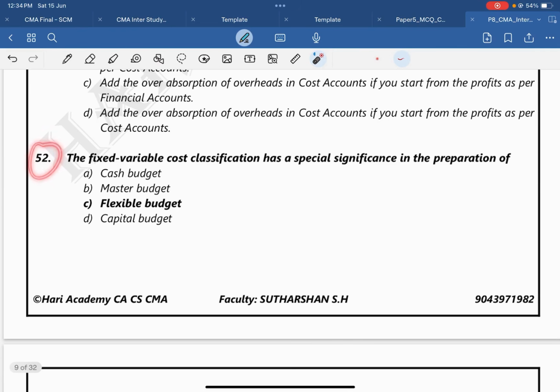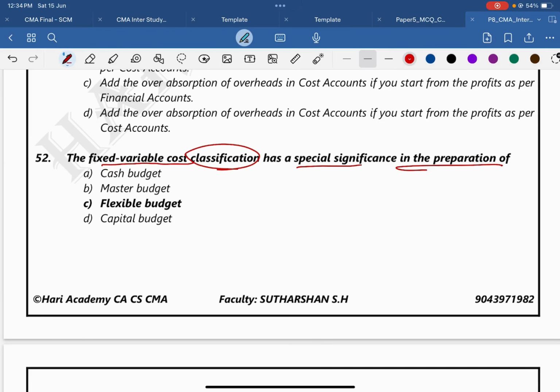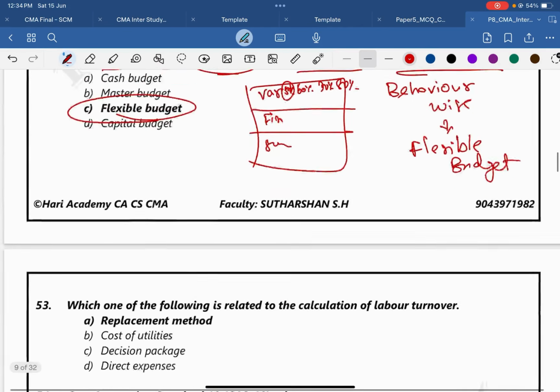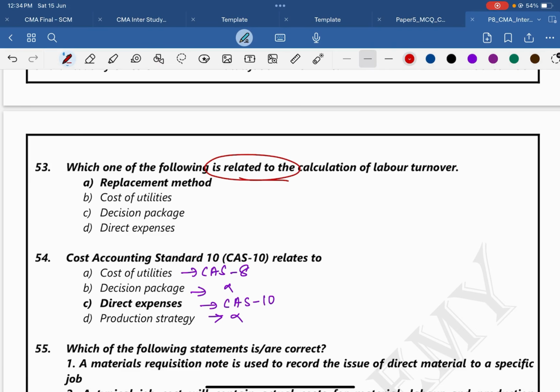Then 52. The fixed variable cost classification has special significance in the preparation of, that is, behavior cost. Behavior-wise cost will be helpful in preparing our flexible budget. So the answer is flexible budget. In flexible budget only, we will write variable, we will write fixed, we will write semi-variable. Separate classifications will be provided. So it will be easier for us to find out the 60% output, 70% output, 80% output with the standard 50% output.